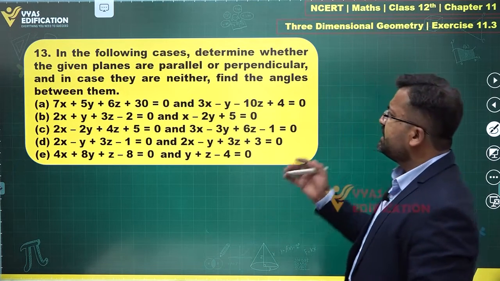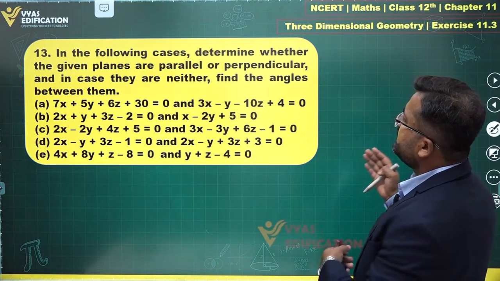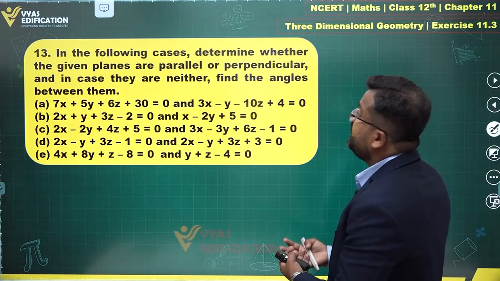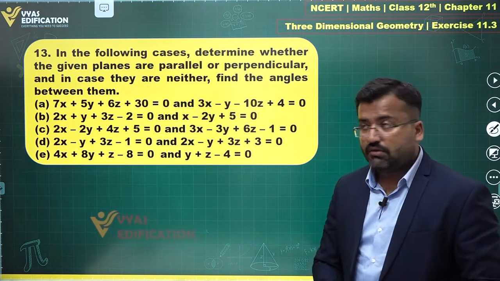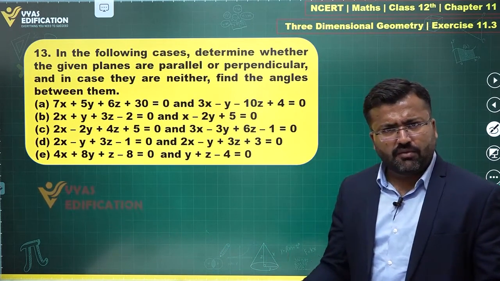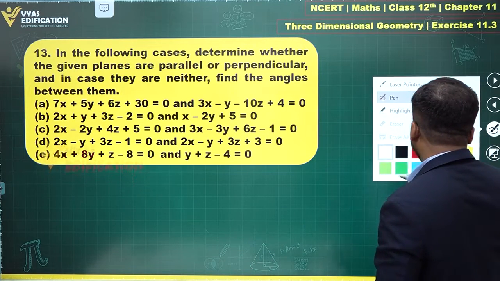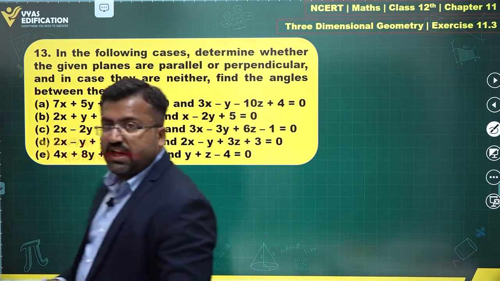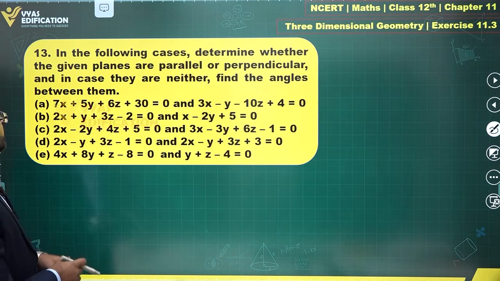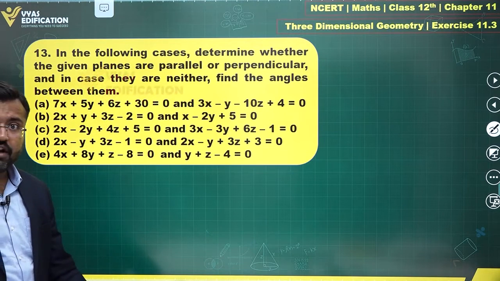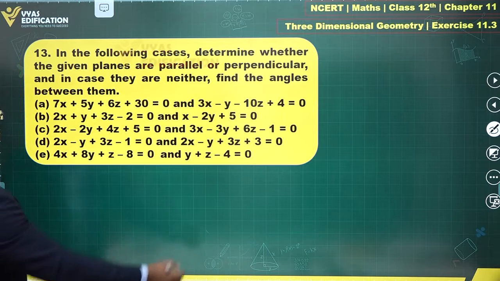Question number 13 says, in the following cases, determine whether the given planes are parallel or perpendicular, and in case they are neither, find the angles between them. Okay, between the planes, so we are interested in the normal vectors of the planes, and that's what we will take a look at. Once again, the coefficients of x, y, z give me the normal vectors, and first we'll check whether they are perpendicular, whether they are parallel, and after that we'll continue further.